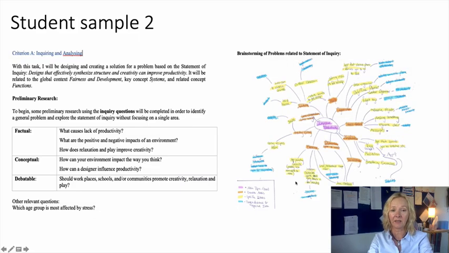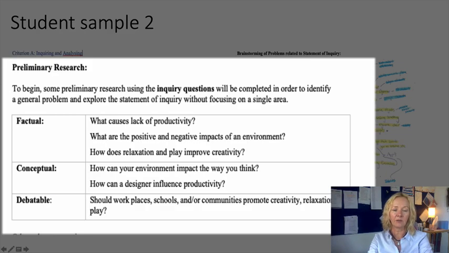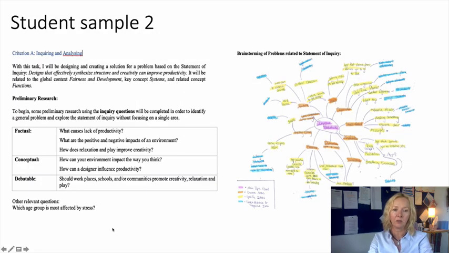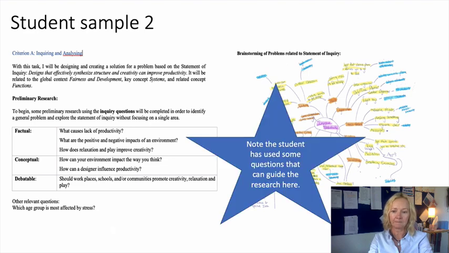Here's a second example. This student has included a brainstorm, which is always a good idea to show the development of your ideas. And really nice here, they've used the inquiry questions from the unit to guide their research, so also a good tip.